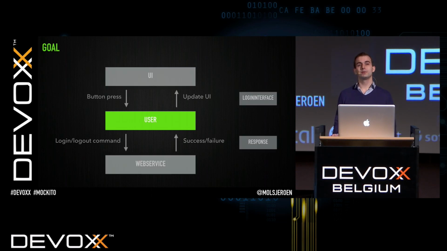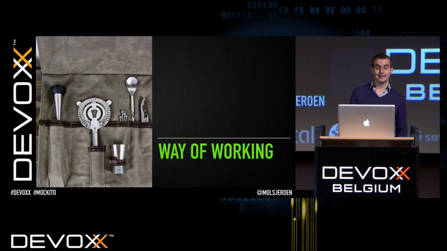Now, what we want to accomplish today is, some way or the other, we want to completely isolate the user object and fully test that. Okay, simple enough? So let's try and do that. But before we actually can do that, we need to have our tools set in order.